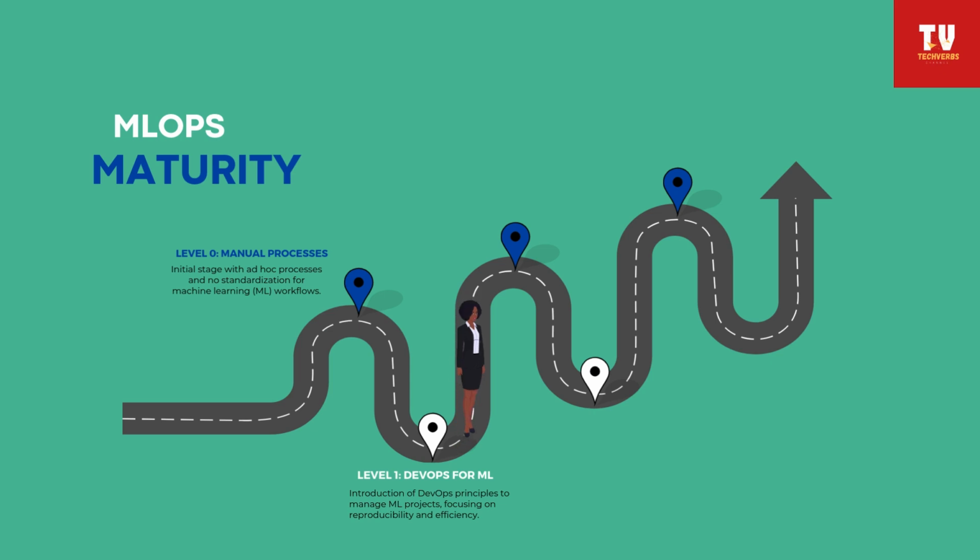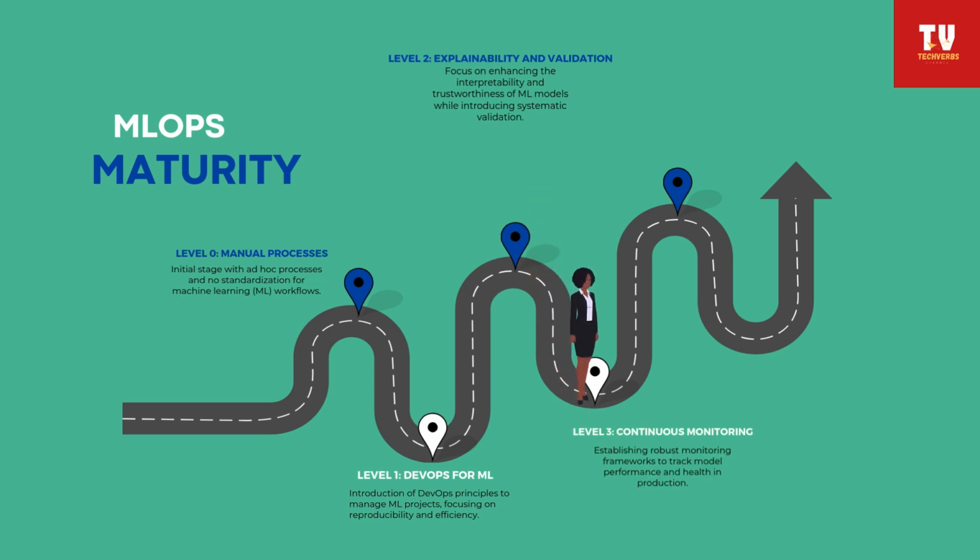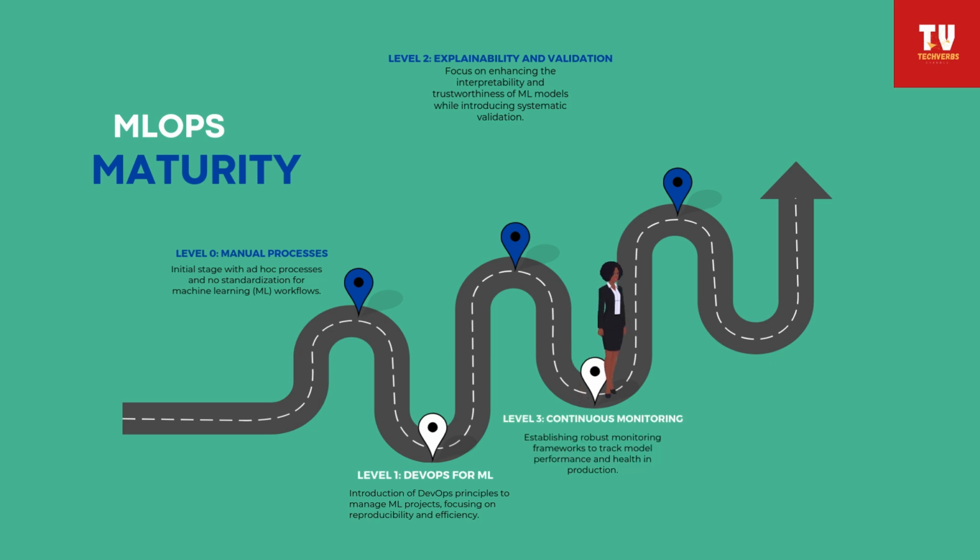Moving to level 2, the focus shifts to explainability, ensuring that models are interpretable and transparent. By level 3, comprehensive monitoring is in place, with models continuously tracked for performance and drift. Finally, at level 4, the pipeline is fully automated, enabling seamless model training, deployment, and monitoring, allowing teams to focus on innovation and scaling their ML solutions.